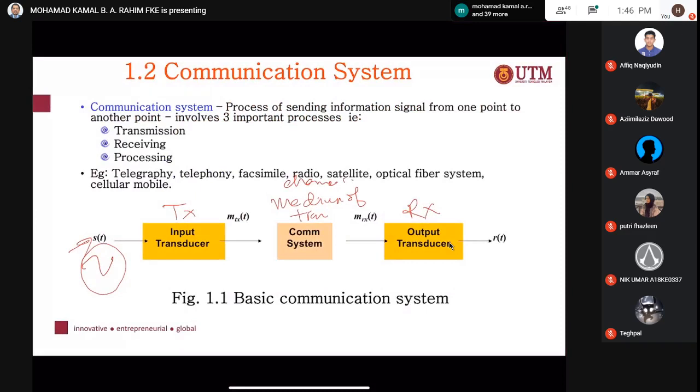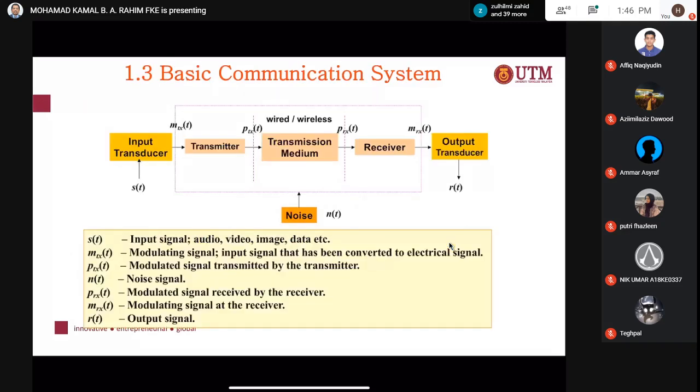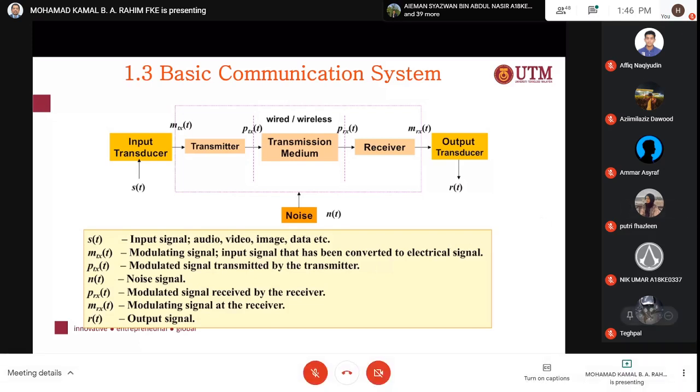Okay, so this is your transmitter, receiver, as well as your channel. So this is a very basic communication system. If we go into detail a bit, what we can see is the input transducer. The input transducer is inside the transmitter, and then there are the transmission medium and the receiver.